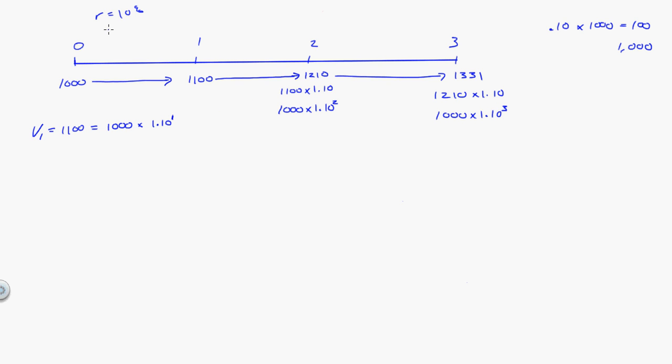So the interest rate tells me the step size. I'm going up 10% each step. And then I need to know how many steps I take. So the formula can be written one of two ways. I can say, and this is the way you see it most times, future value equals present value times 1 plus r to the t, which is saying r is the step size, t is the number of steps I take.